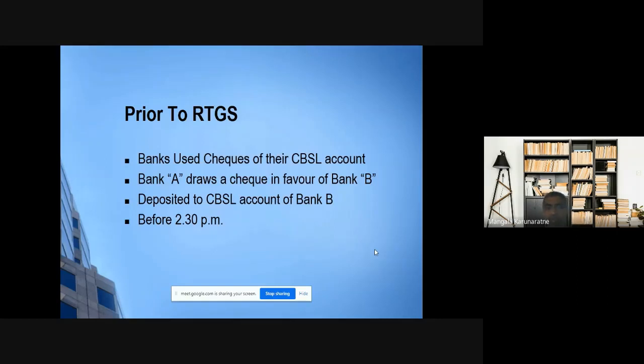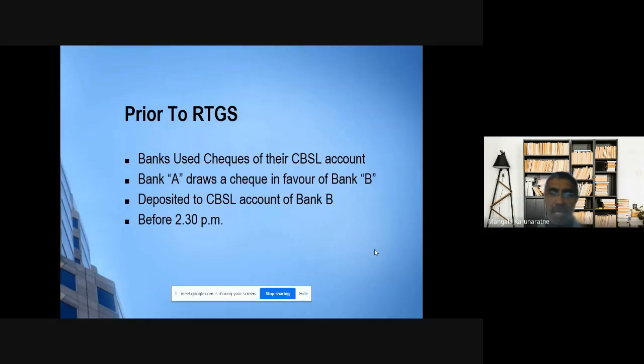But prior to RTGS, it was a very strenuous process, I would say, because if you wanted to do a fund transfer, a bank had to draw a check, right?